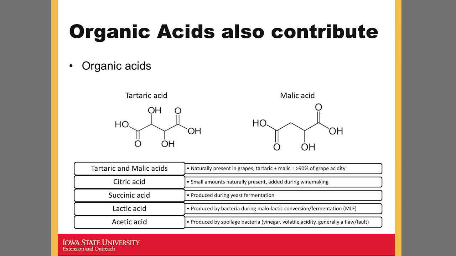Succinic acid is produced during yeast fermentation. Lactic acid is produced from malic acid during malolactic conversion, or malolactic fermentation, MLF. You may have heard of it. And then acetic acid, that's produced by spoilage acetic acid bacteria. So generally, you don't want that. It's when we start getting a vinegar or volatile acidity aroma. And that's generally a flaw, which can lead to faulted wine, something that you won't be able to sell or use. So we'll talk a lot more about acids and how they contribute to titratable acidity in the next one.